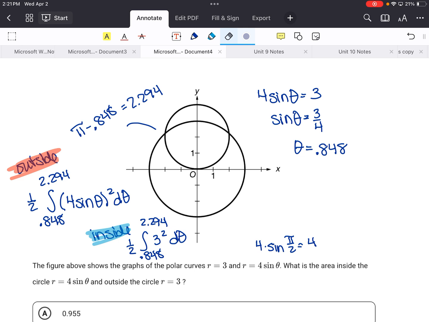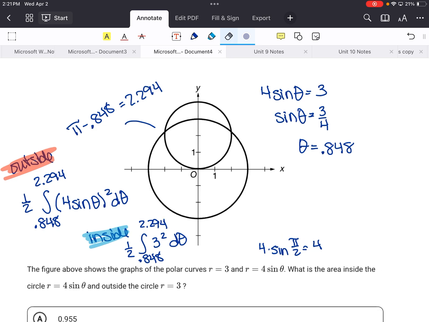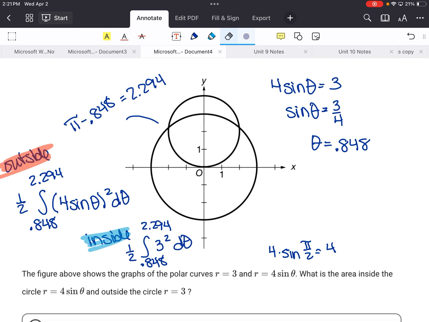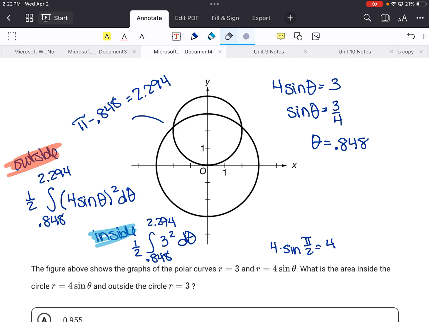So we want to know the area inside the circle r equals 4 sine theta, but outside the circle r equals 3. So r equals 3 is this one, and 4 sine theta is the other one. So I want it to be inside this circle. I thought I would just erase some stuff, but that's going to take forever. I'm wanting this part.